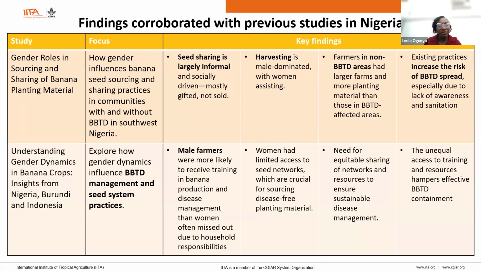We also look at understanding gender dynamics in banana crops, insights from Nigeria, Burundi, and Indonesia. The focus was to explore how gender dynamics influence BBTD management and seed system practices. Male farmers were more likely to receive training in banana production and disease management compared to the women, who missed out due to household responsibility. We also see from this study that women had limited access to seed networks, which are crucial for sourcing disease-free material. It was also noticed that there is unequal access to training and resources, hampering effective BBTD containment in Nigeria.